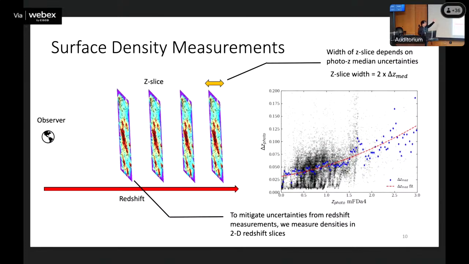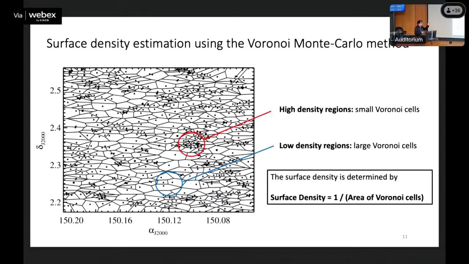The next step of my research is to create a surface density measurement. We create a redshift slice and create the density map using a process called the Voronoi Monte Carlo method. In this process, we create a space segmentation in which the high density regions have small cells and the low density regions have large Voronoi cells. With this method, we can quantify the surface density using 1 over the area of the Voronoi cells. So that's the method that I use to measure the surface density of galaxies.